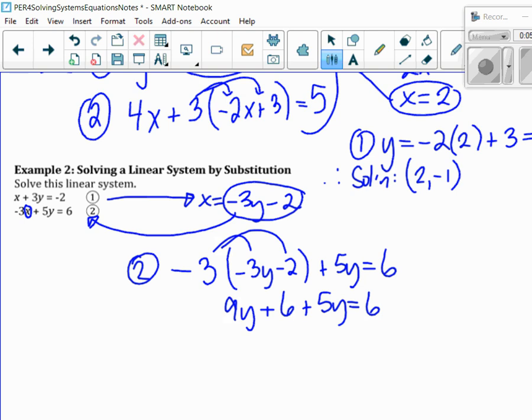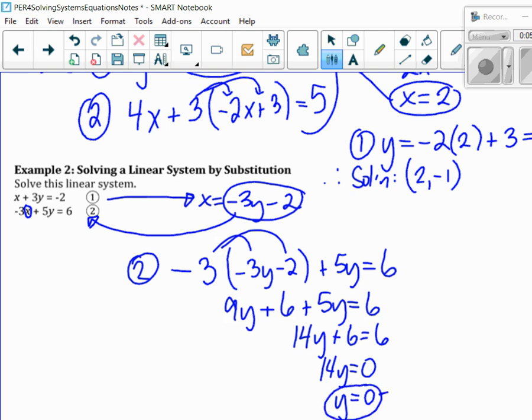So it looks like 14y plus 6 equals 6. Move the 6 over, I get 14y equals 0. Divide by 14, what do I get? Y equals 0. Now what do I do with that?